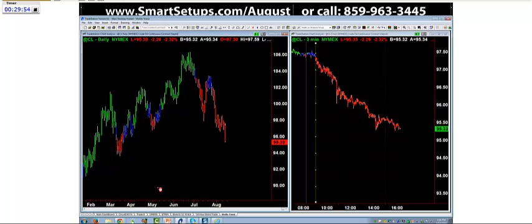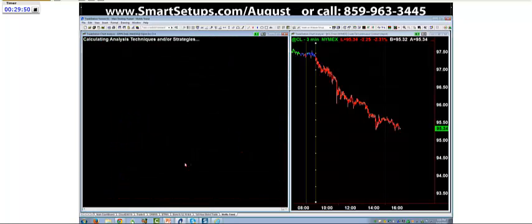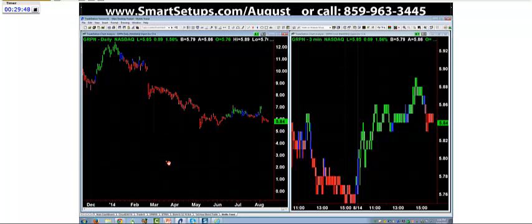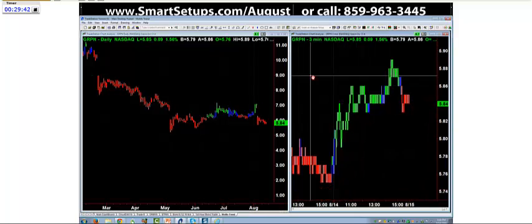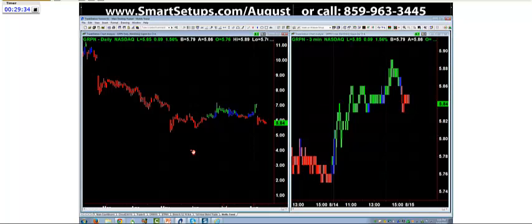Groupon, GRPN. Groupon is a sell. You can see you got 1, 2, 3, 4, 5 reds, and then today you had a little bit of a bounce here in Groupon, but you could have shorted it at 586. Be careful with Groupon. Anything that's below $5 tends to go to 0, so you just got to be a little careful on those things, okay?